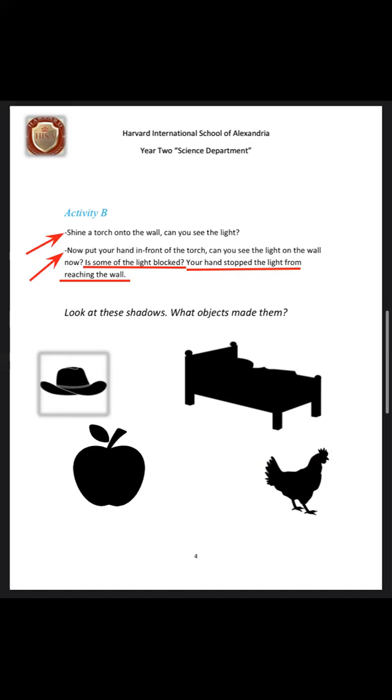Look at these shadows and let's try and mention the objects. What are these objects? First one is the shadow of a hat. The second is a shadow of a bed. The third picture is the shadow of an apple. And the last picture, the fourth one, is the shadow of a chicken.